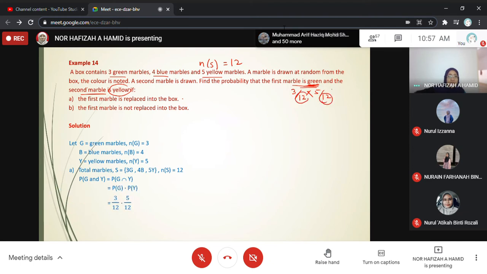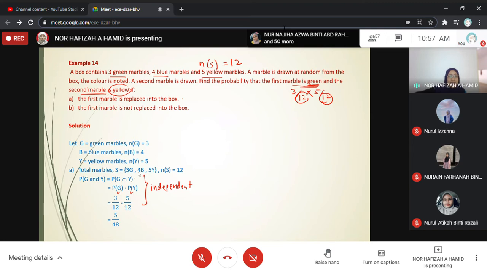Okay, so ni punya example. So ini example of the independent event. So kalau kita tengok formula dia, G intersect Y is equal to probability for G times with probability for Y. Ini formula for independent. Okay, so you multiply and then you have the answers is 5 over 48.